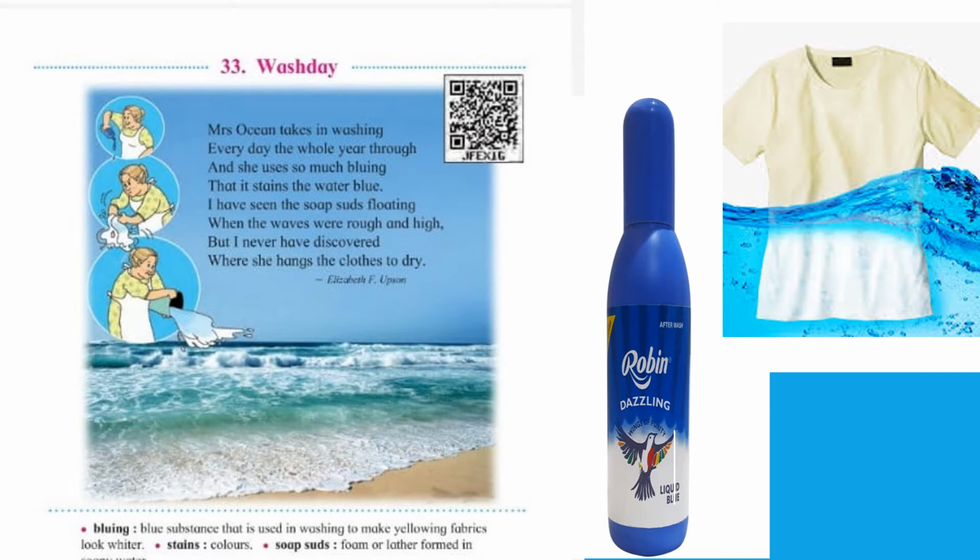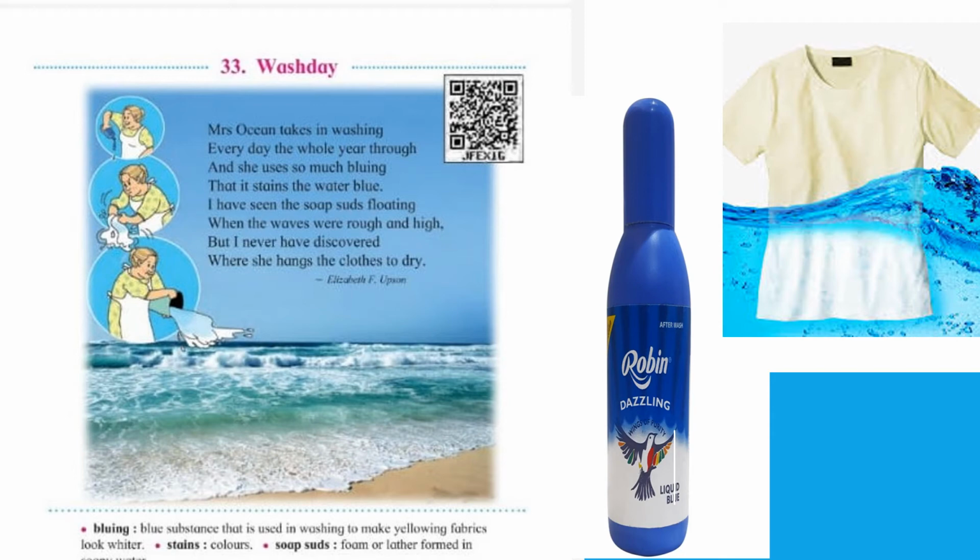See, this is a bottle of blue liquid which is available in any shop. I'm sure you must be seeing this kind of bottles in your homes also. So the poetess is saying here that Mrs. Ocean, when she's washing clothes, is using this bluing, this blue color. So much she uses that it stains the water blue, that it makes the water blue. Stains here means colors. It is coloring the whole water of the ocean blue. She's using blue after washing her clothes, and the whole water after that becomes blue.